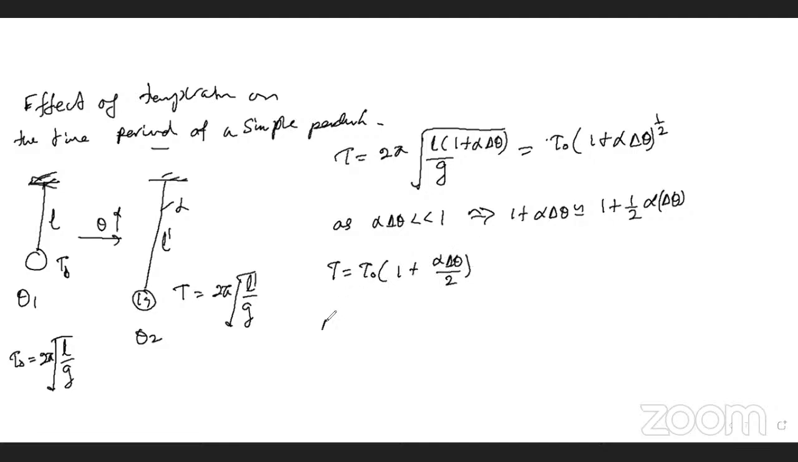So the change in time period delta T, with T naught taken out, is equal to T naught times alpha delta theta over 2. The fractional change in time is equal to half alpha delta theta.